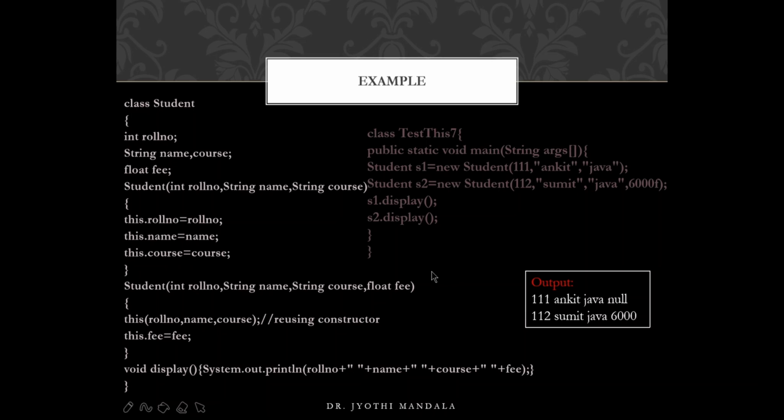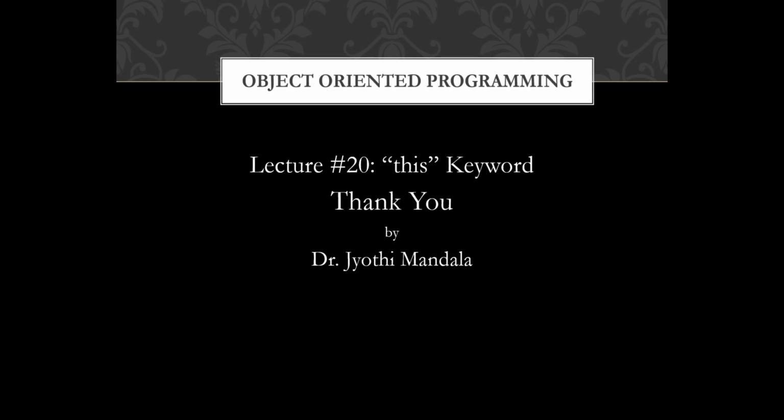I hope you all are clear with this usage of this keyword. This keyword can be used in three ways. I am repeating once again. It can be used with your instance variable when you are using the same variable name as your instance variables and local variables. Then to remove the ambiguity, we can use this keyword, where this keyword can be used to refer to the instance variable of your current class.